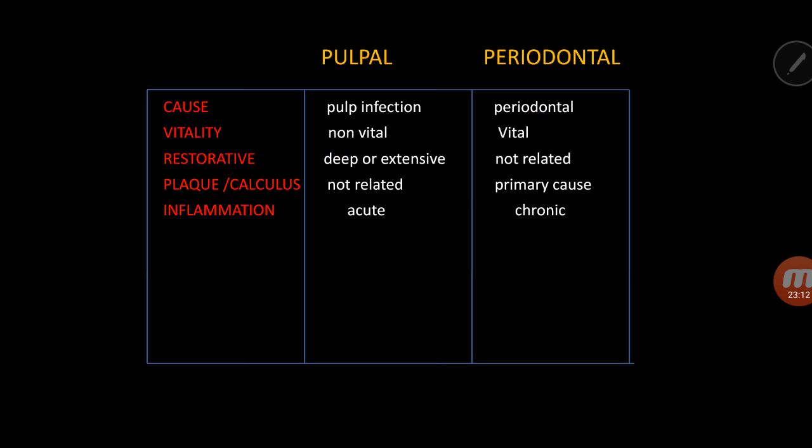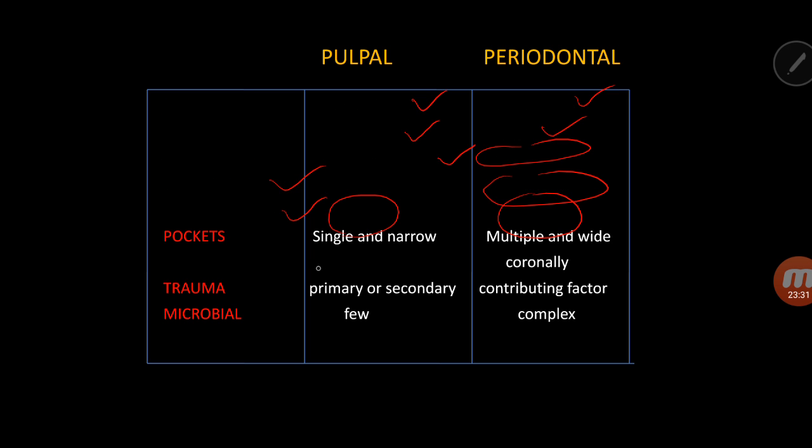So the basic differences are well known. Cause: pulpal infection versus periodontal problem. The tooth is non-vital in pulpal, vital in periodontal. Restoration is deep in the case of pulpal, while in periodontal it is not related. Plaque or calculus are the primary cause of the periodontal problem. Inflammation is acute in pulpal, chronic in periodontal. Coming to the pockets, in endo-perio lesions there will be a single narrow pocket in the case of primary endo with secondary perio, and multiple wide pockets coronally in the case of periodontal. Trauma from occlusion may be primary or secondary, and for the periodontal problems it is a contributing factor.